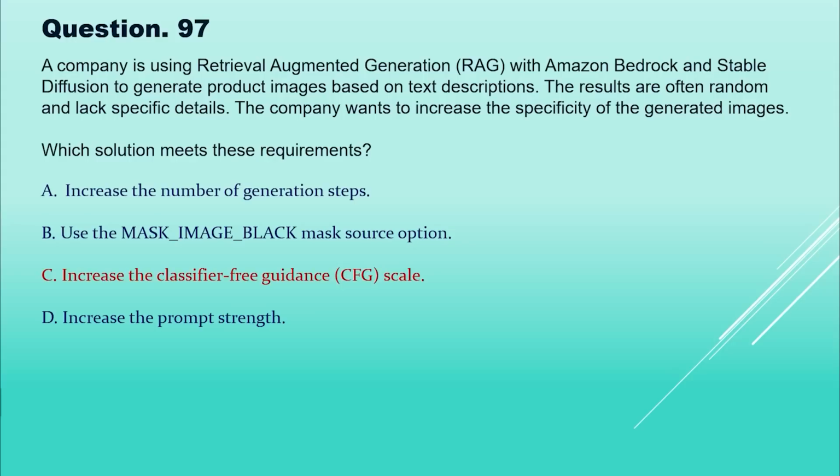And the correct answer here will be increase the classifier free guidance scale, that is CFG. And this is because increasing the CFG scale will make the model pay more attention to the input text description, improving the specificity and detail of the generated image. So option C is correct here.